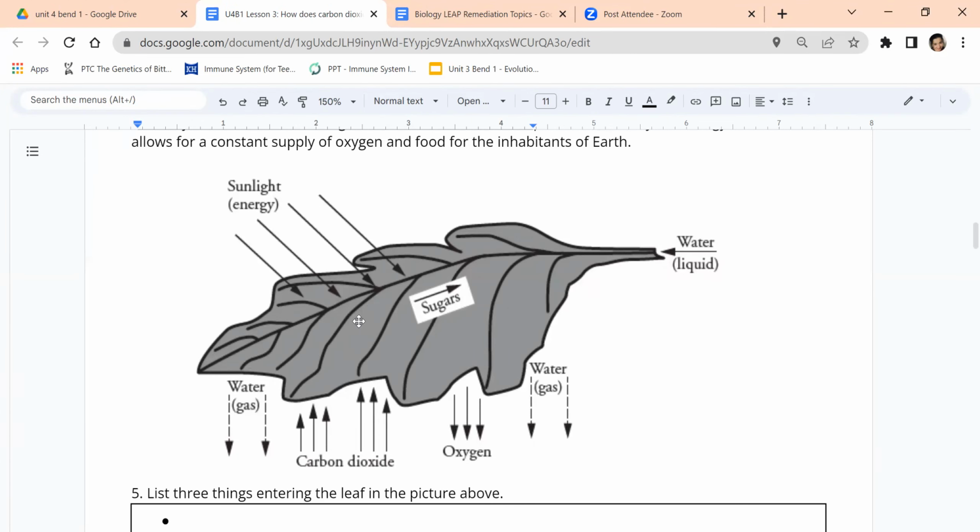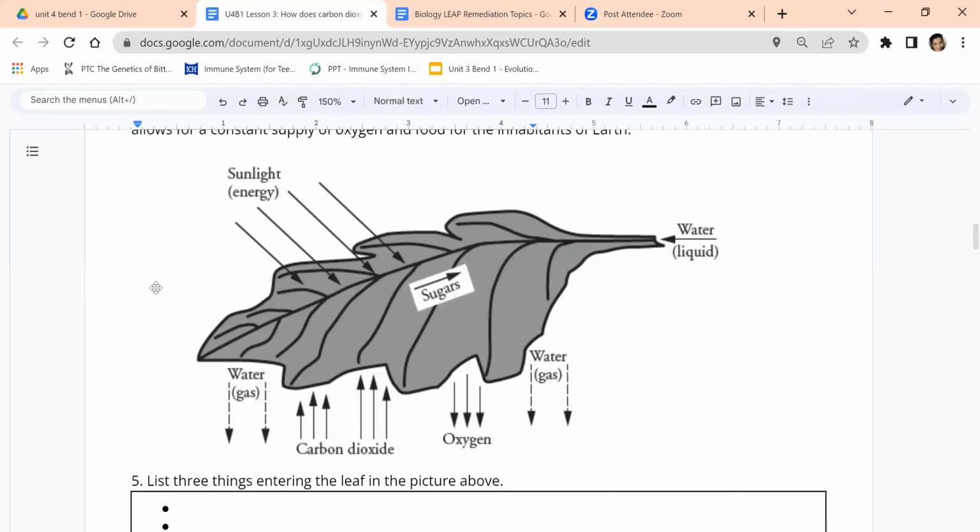By taking in carbon dioxide and giving off oxygen, they act like a filter for our air. Okay, so if you look at this diagram, you see that the arrows pointing towards the leaf are things that are going into the leaf. So we see that energy from the sun hits the leaf, and then the leaf absorbs carbon dioxide from the atmosphere, and then you've got water in a liquid form going into the leaf through the veins.